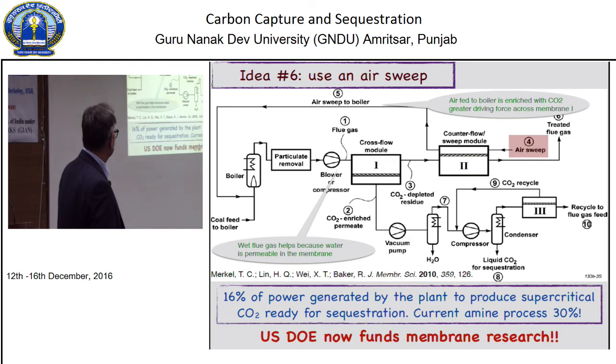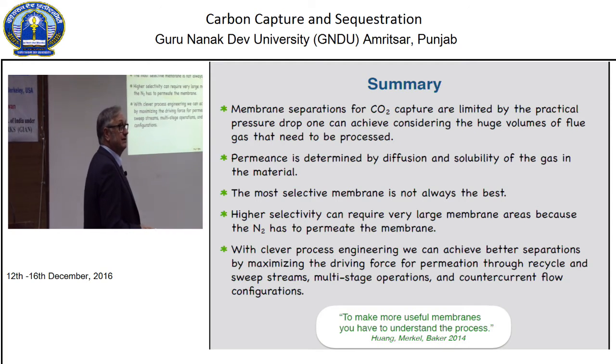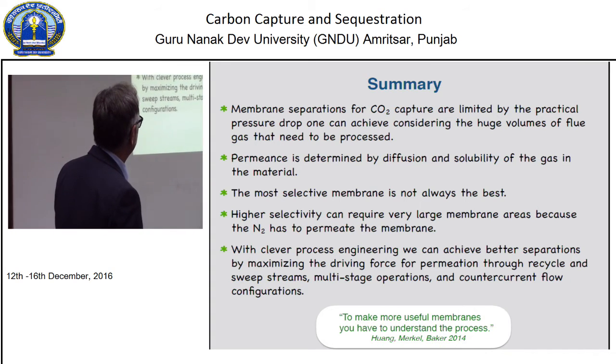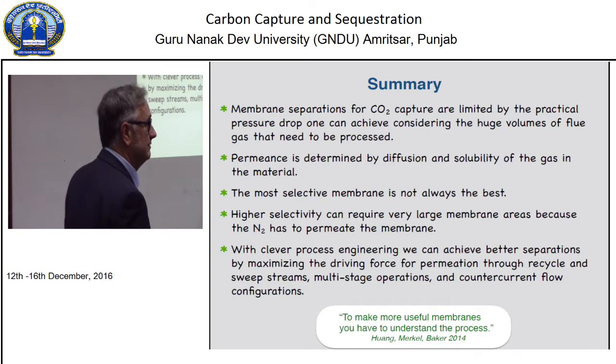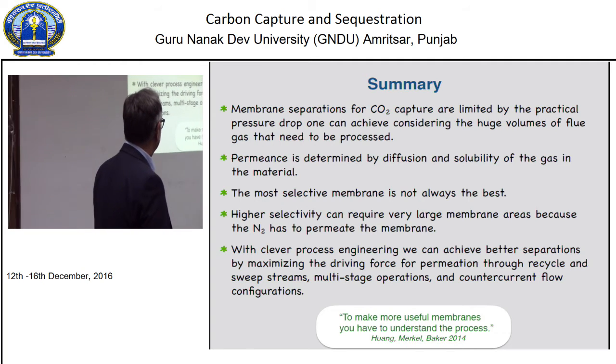Very exciting. So the U.S. DOE now funds it. So in summary then, the membrane separations for carbon capture really are limited by the pressure drop you can achieve with these huge volumes of flue gas. Remember, we fill the Empire State Building a few times an hour with just one power plant. Permeance is determined by diffusion and solubility. The most selective membrane turns out not to be the best. We didn't talk too much about details, but very clever process engineering can be used to achieve the best possible separations. So membrane science is really the way to go.